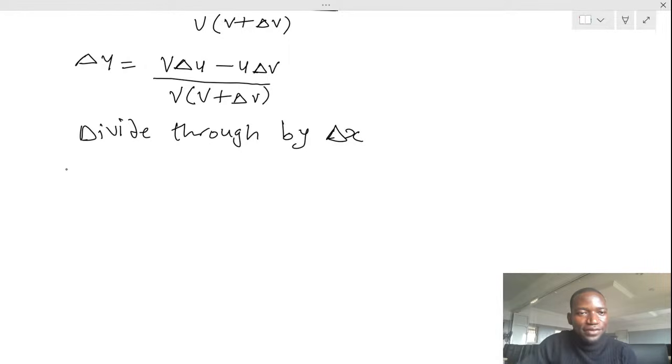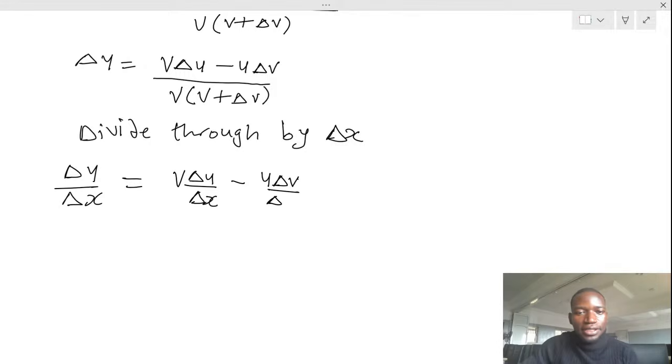All right, so we have delta y over delta x equal to... you can decide to distribute the division of delta x to the two numerators. So that will give us v delta u over delta x minus u delta v over delta x, then everything over v into v plus delta v. I believe you're not confused at this side.